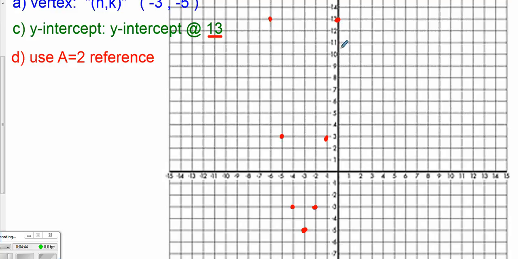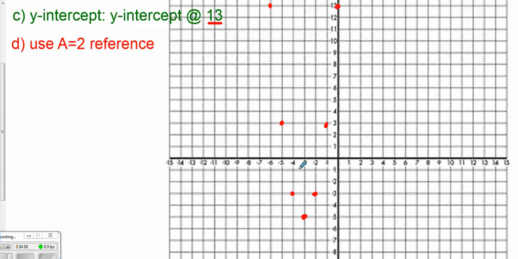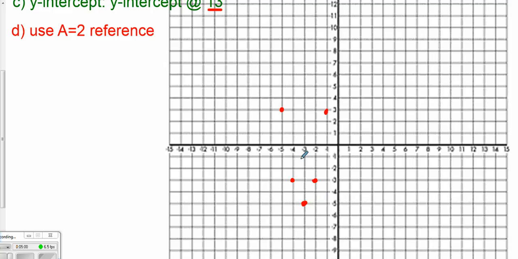So now I have my points plotted out. I just connect them to make my parabola. So we can graph from this vertex form by finding the vertex and then using our reference of 2 to figure out from the vertex how far over and up do we go.